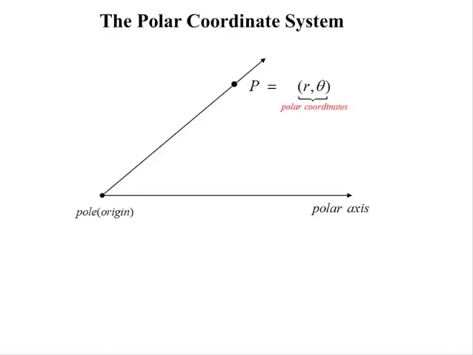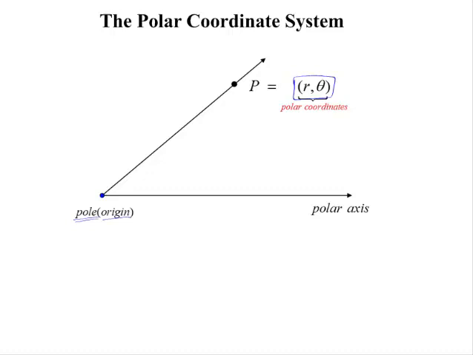So the polar coordinate system is based on distance from the point of origin. We've always called that 0, 0. In the polar coordinate system, it's actually called the pole. Our polar coordinates are radius, comma, angle measure.